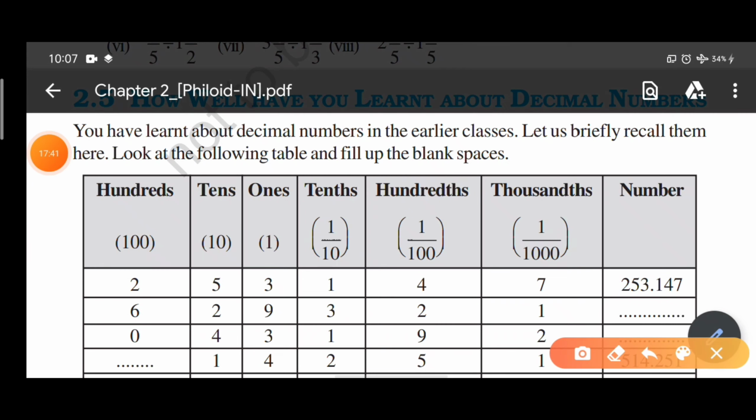By decimal we mean that a particular point is provided in between two numbers. So this particular point is called a decimal.